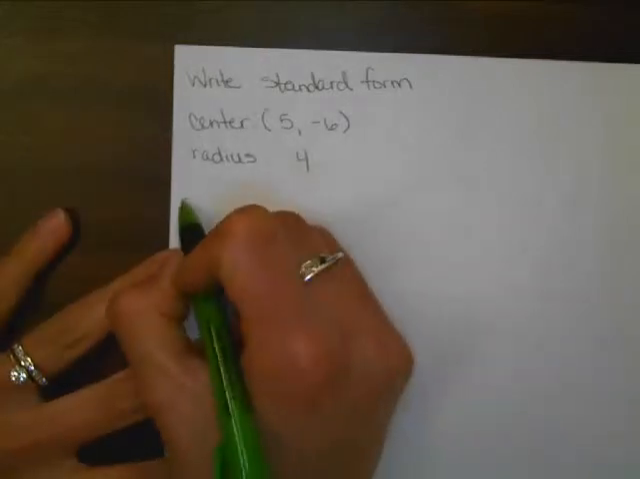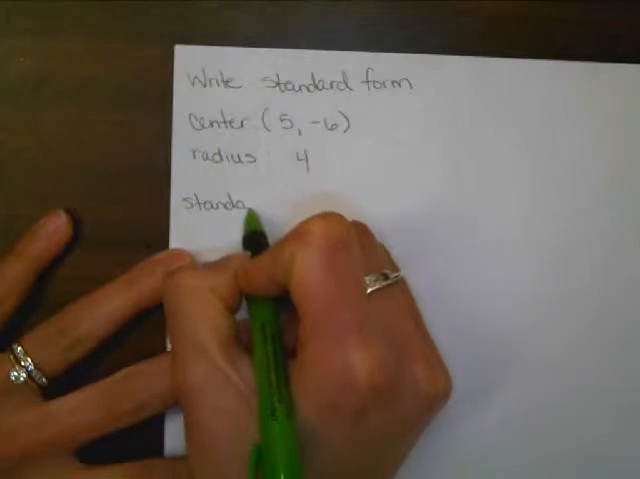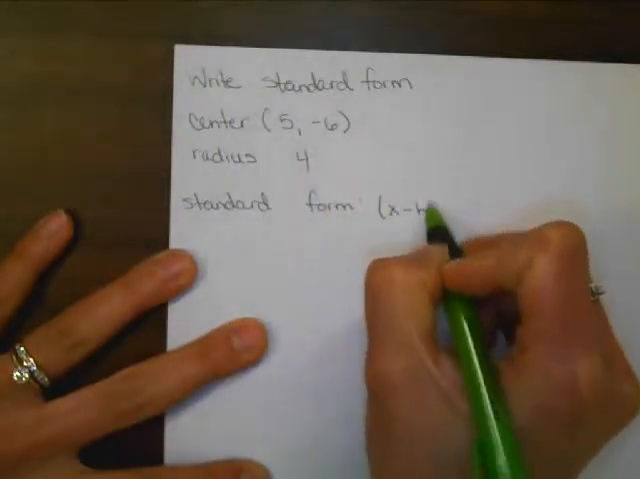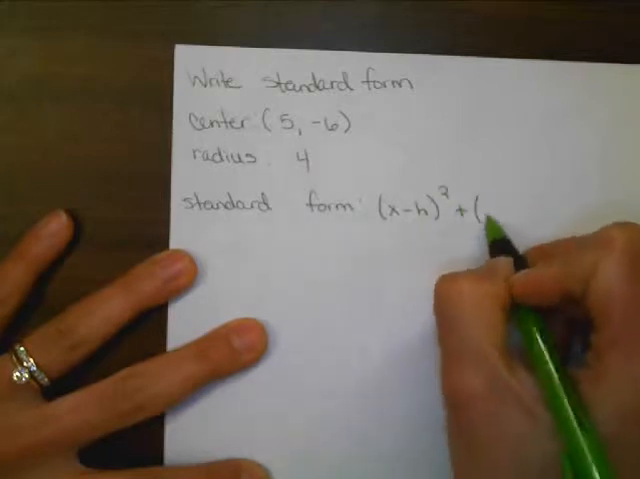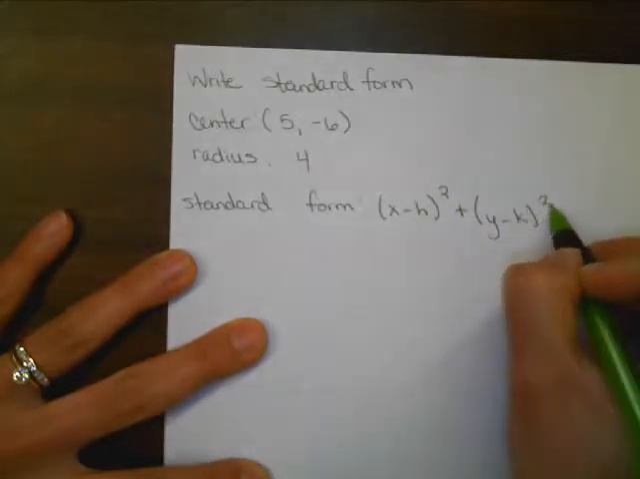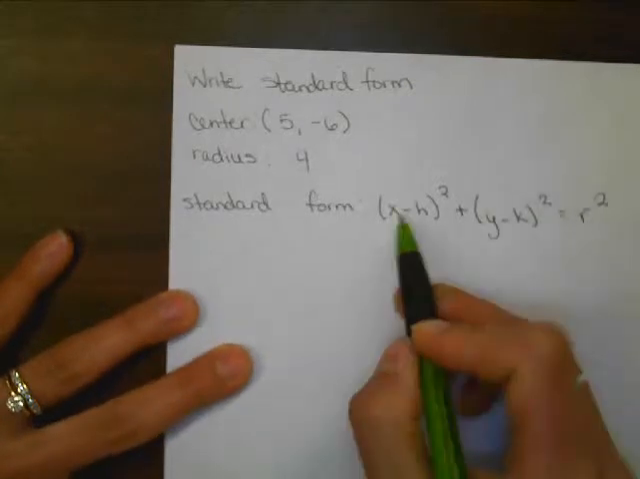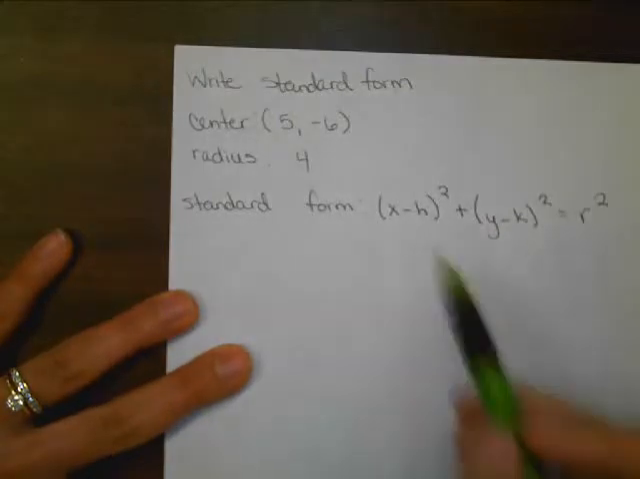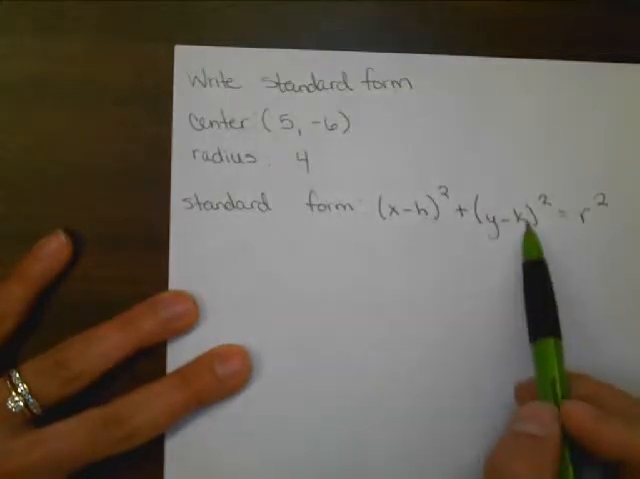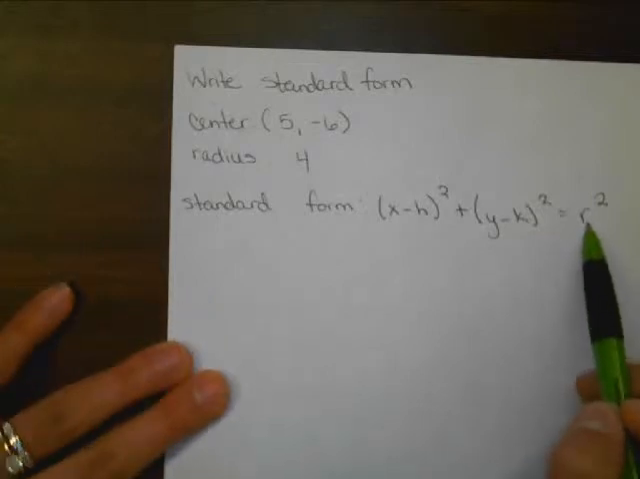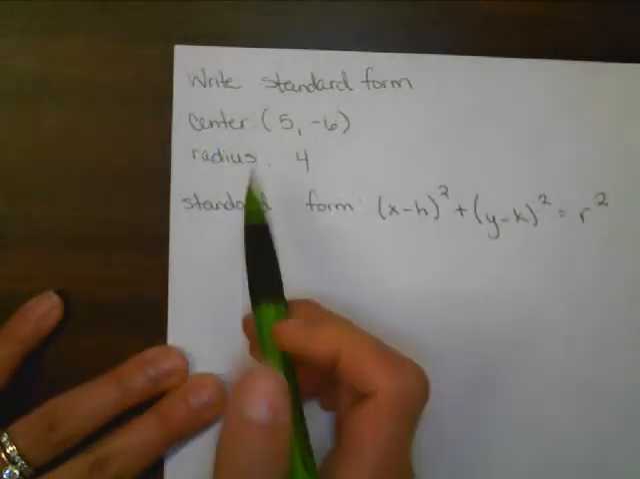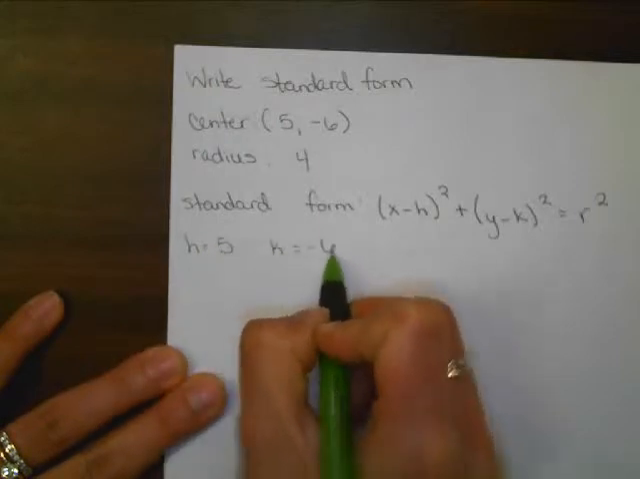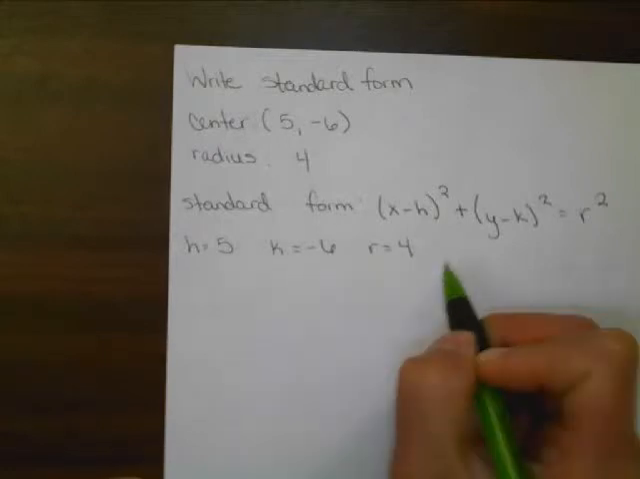Well, if you recall, the standard form for the equation of a circle is (x - h)^2 + (y - k)^2 = r^2. X and y are just coordinates. You just leave them as part of the equation. H and k are the center of the circle, and then r is your radius. So for this problem here, h is going to be 5, and k is -6, and r is 4.